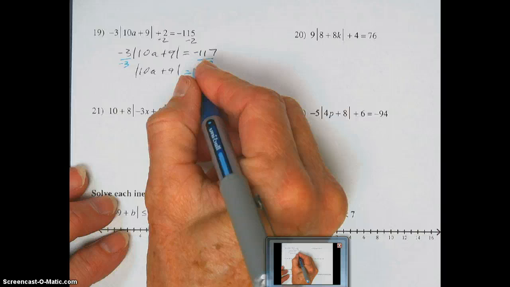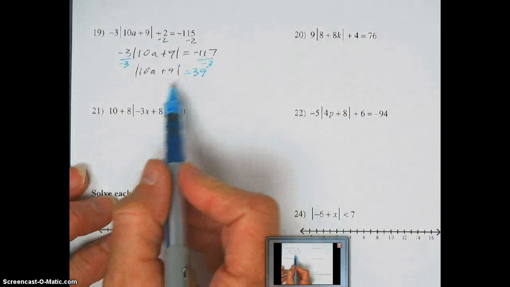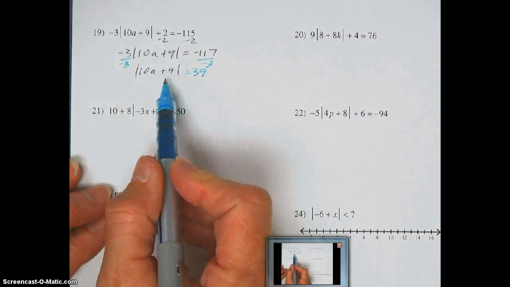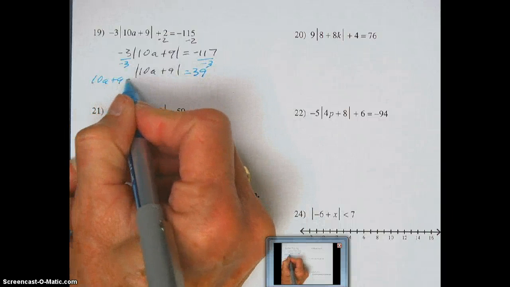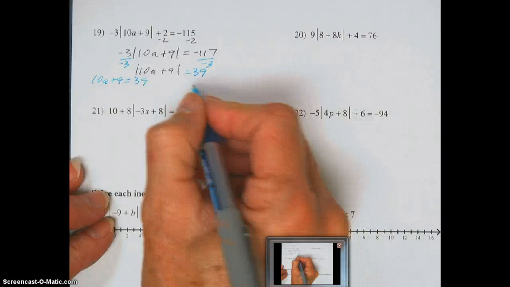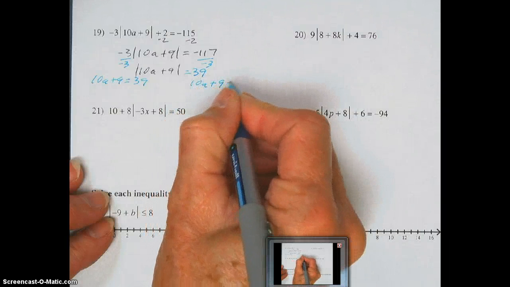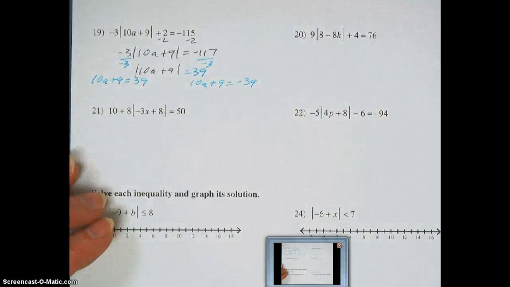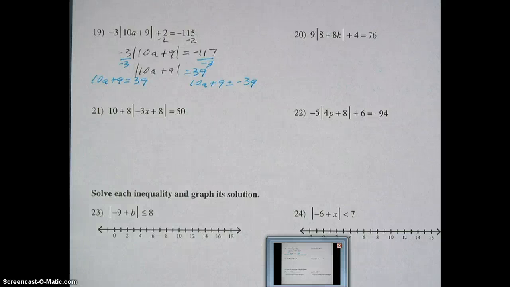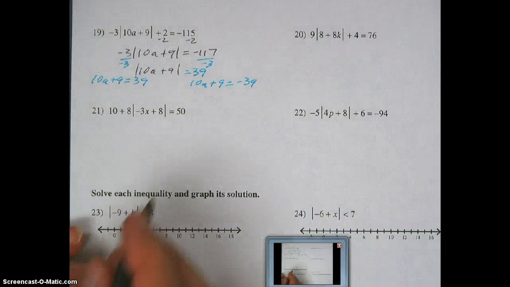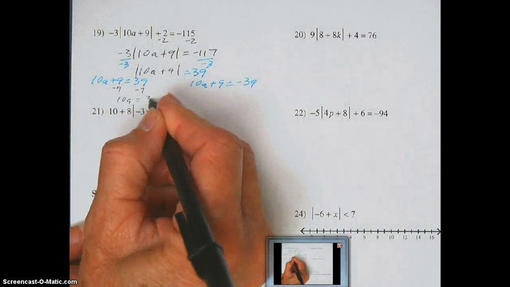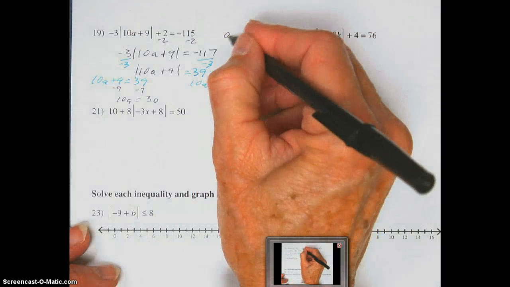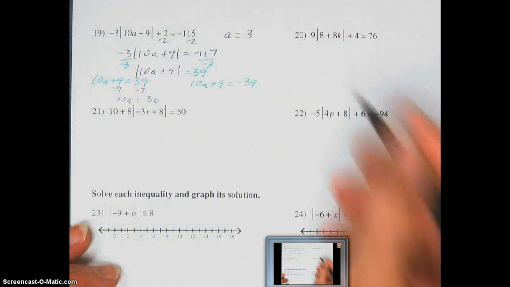Okay. So again, now I can start dealing with the absolute value. So two solutions again. What are those solutions? 10a plus 9 equals a positive 39, and 10a plus 9 equals a negative 39. At this point, we'll just do some algebra. And that algebra would be subtract 9, or 10a equals 30. So a must equal 3.